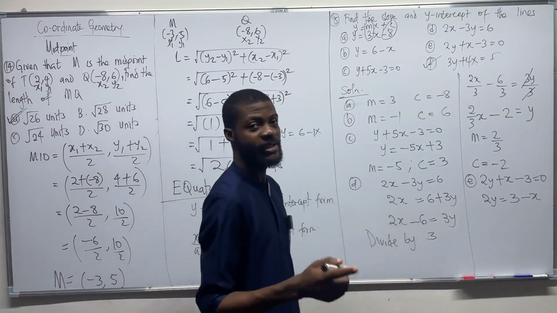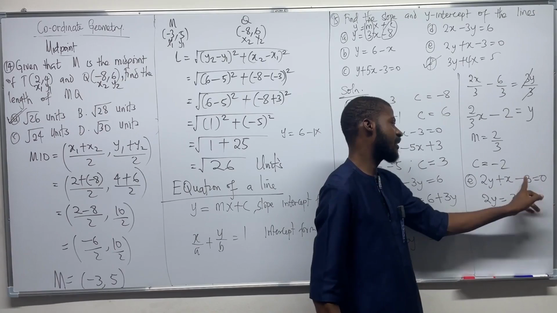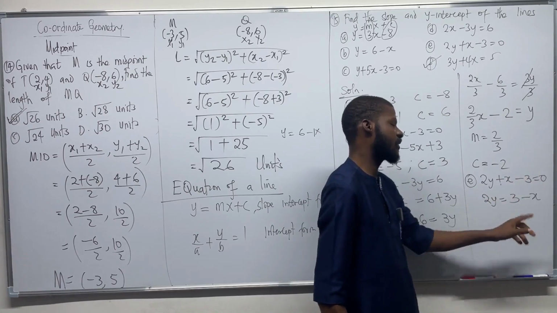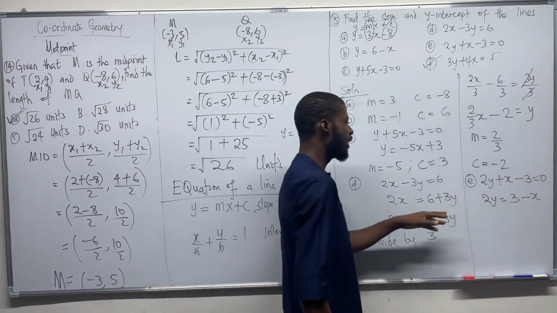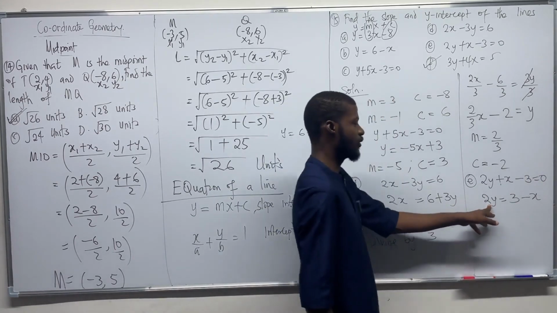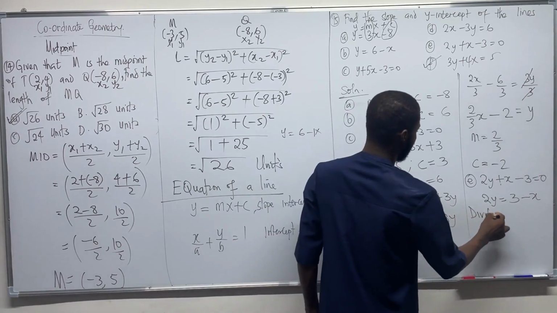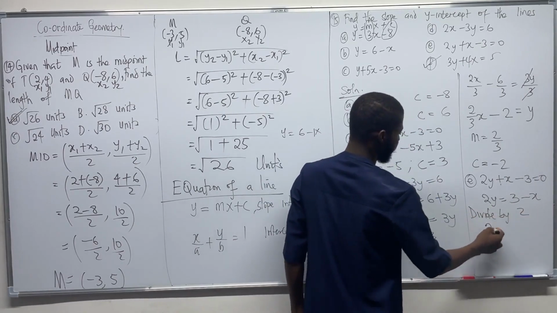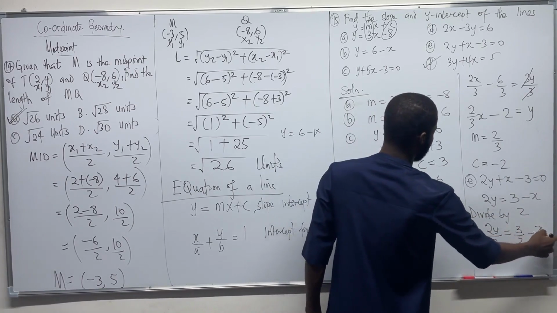Remember, you can decide to place it anyhow. You can decide to carry your plus x first, it becomes minus x. Then minus 3 goes by, it becomes plus 3. It's still going to be the same thing. So that's what we have. Next, I want to divide every single thing by 2 so that my y can stand alone. So divide by 2. So this is 2y over 2 equals 3 over 2 minus x over 2.